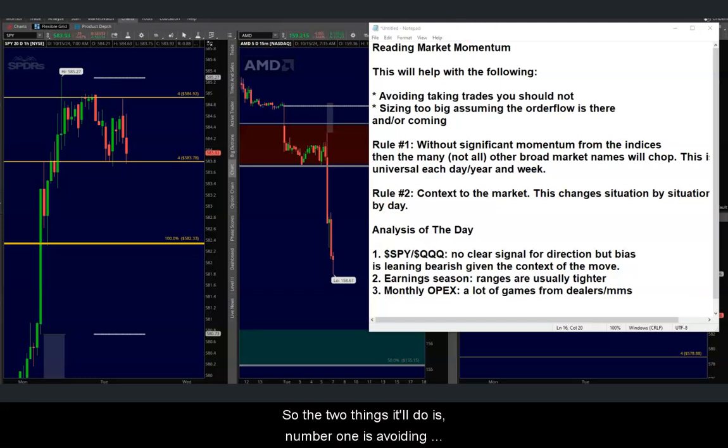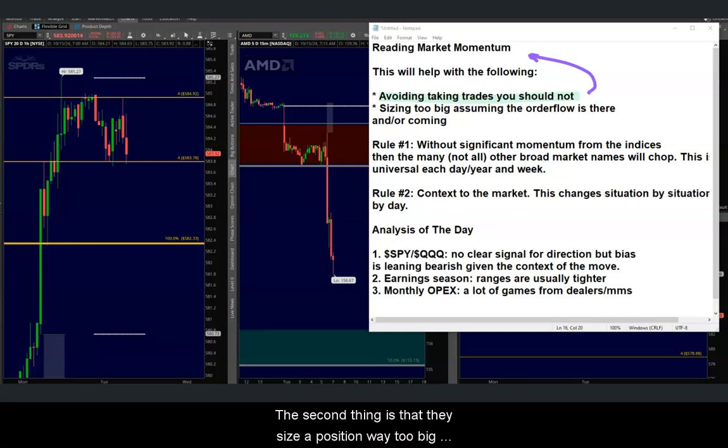Okay. So the two things it'll do is number one is avoiding trades you should not be taking. So one thing I've seen in 2 decades is, I would call it surface level analysis, where traders will take trades that are not high quality trades. And this really can be solved from reading the market momentum.